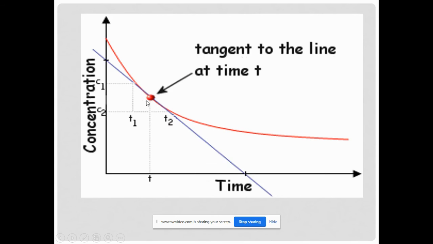Okay, so here we go. Let's say they asked you to find the reaction rate at time t. So you go up to the graph and you put a red dot here at that time t, and then you draw a straight line, which is shown in blue, through that point, but it doesn't cross the curve at any other point. Okay, and that is called the tangent. And we're going to take the slope of that blue line, and that will be our reaction rate at that time t.